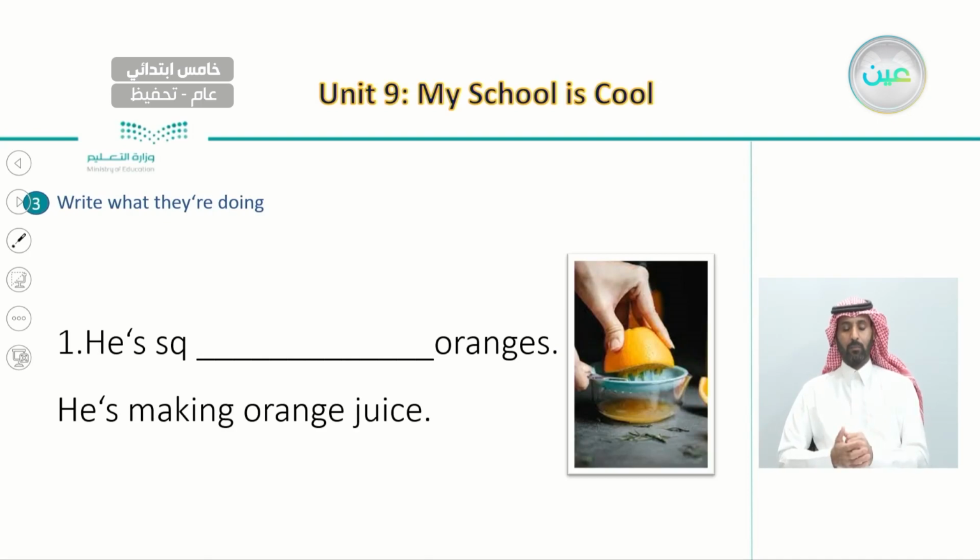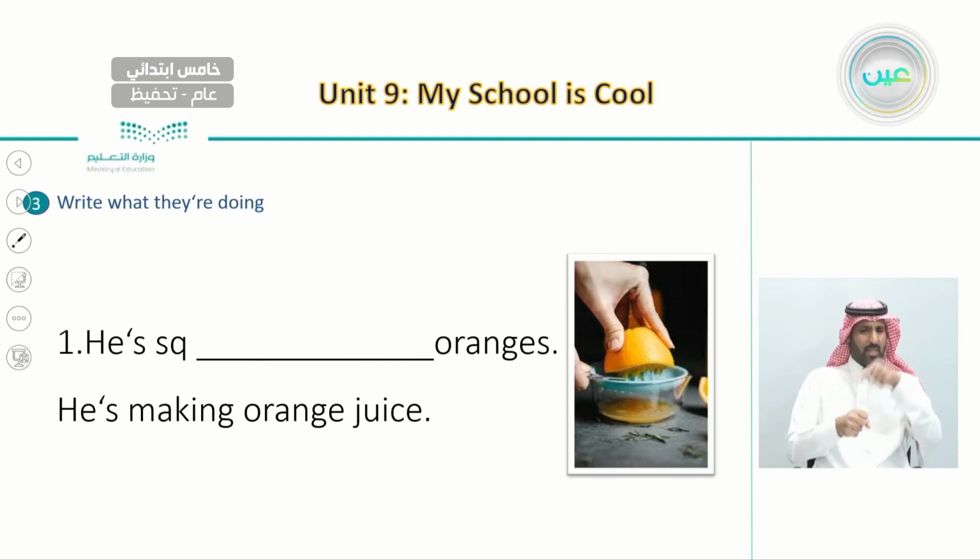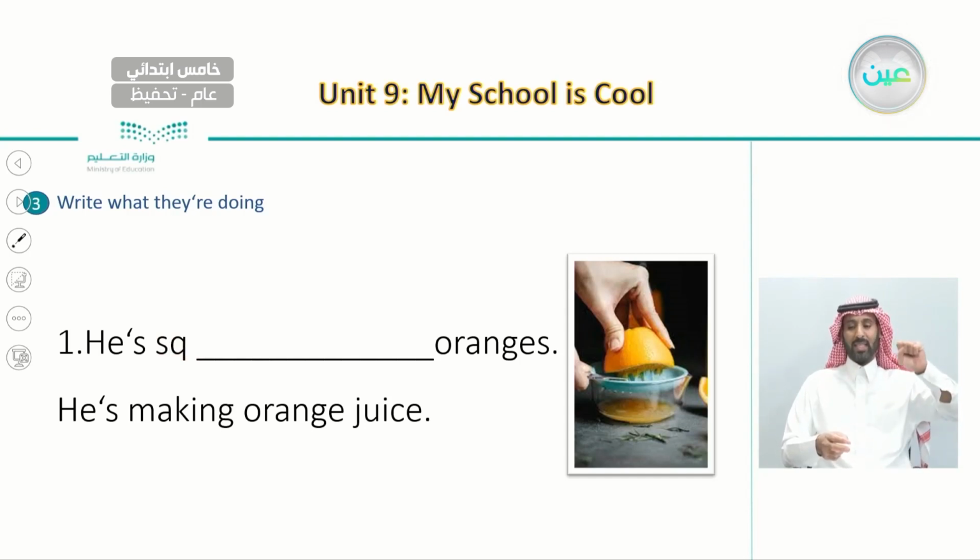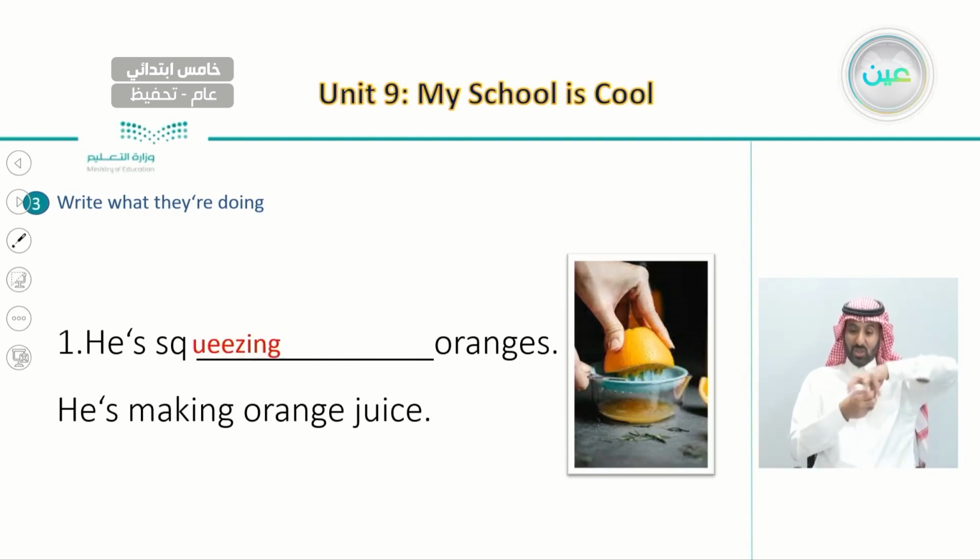So now let us move on to the third one. Write what they are doing. On your books, you will see different pictures. For the first picture, you can see on page 72 for this exercise, can you have a look at this person and tell me what exactly he is doing? The thing that he does starts with S and Q. Can you remember the verb that starts with S and Q? He is squeezing oranges, as you can see in your books. So what do we mean by squeezing oranges? We mean he is making orange juice.